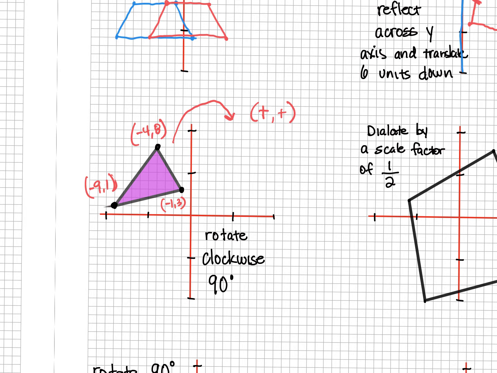So, okay, this -4, 8 switches to 8 in the front, 4 in the back. So 8 in the front, 4 in the back would be right here if both are going to be positive, 8 and 4. Okay, we're moving to this neighborhood, and we'll switch -9, 1 to 1, 9. And they're both positive because they're in this neighborhood. And -1, 3, we'll switch to 3 and -1, but let's make them both positive, so 3 and +1.